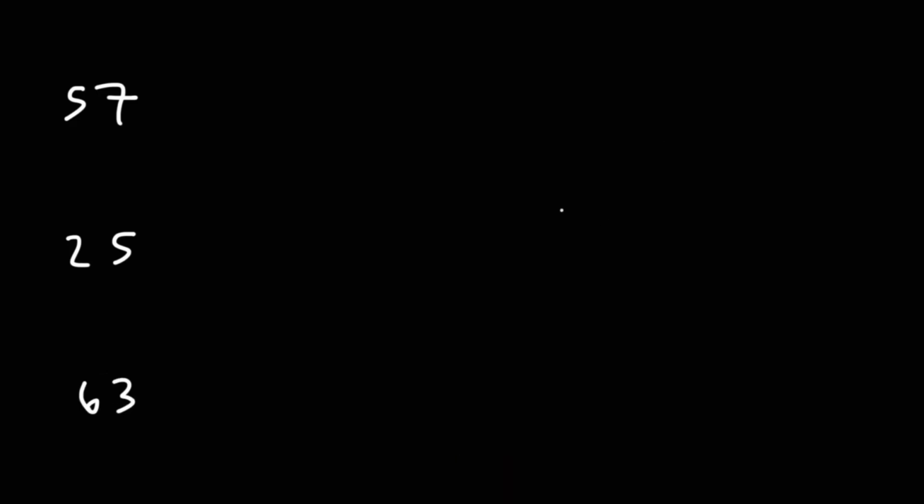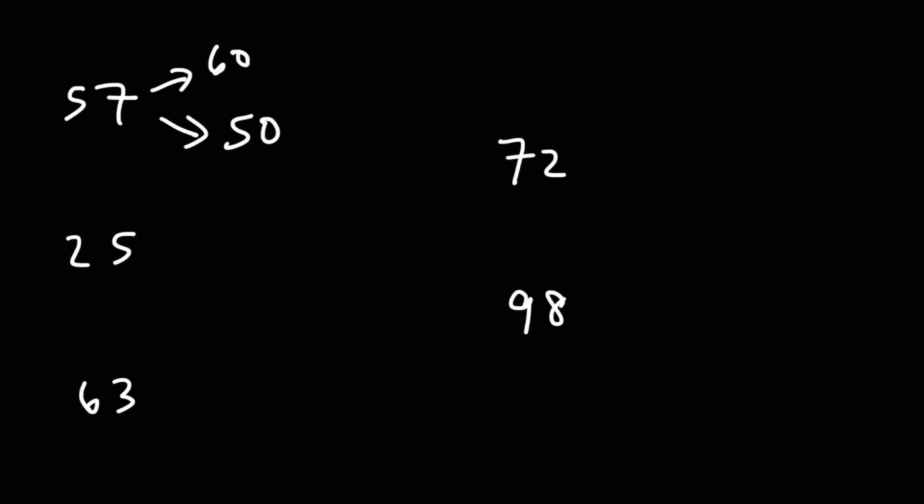For the sake of practice, go ahead and round these numbers to the nearest 10. So we have 57, 25, 63, 72, and 98. So 57, should we round it up to 60 or are we going to round it down to 50? Remember, anytime you're rounding to the nearest 10, the last digit will be 0.